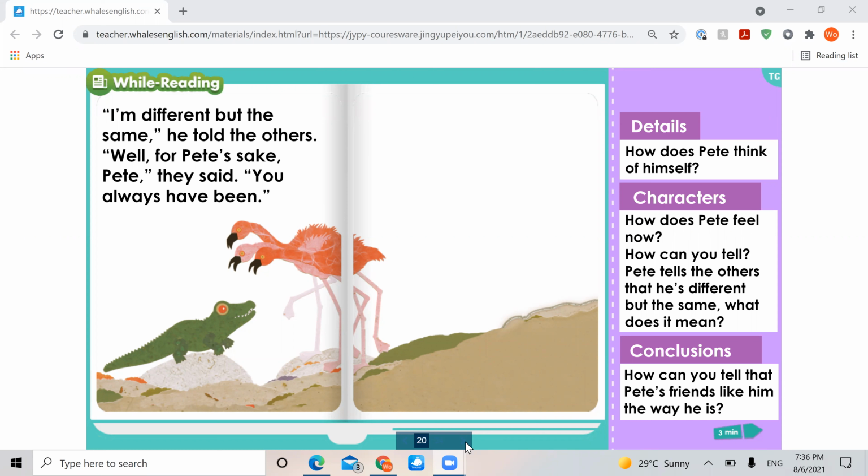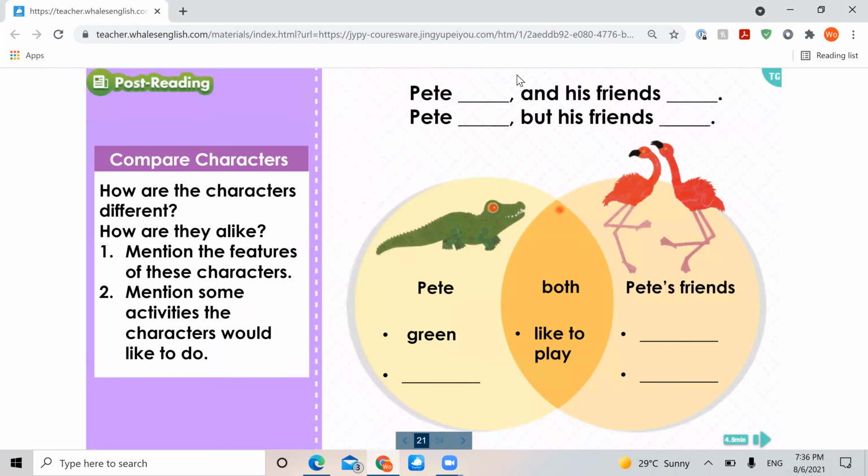Are you different from your friends? How are you and your friends different? How are you and your friends the same? Great example. Now, let's use the Venn diagram. We're going to compare between Pete and his friends. So, how are they similar and how are they different?